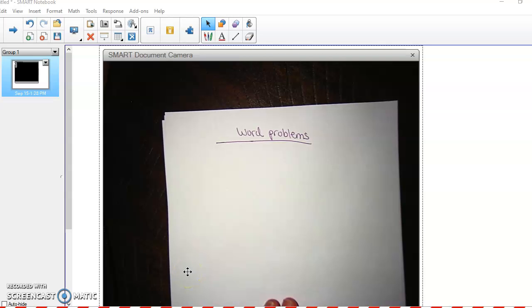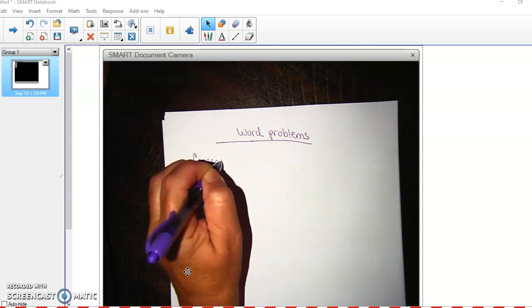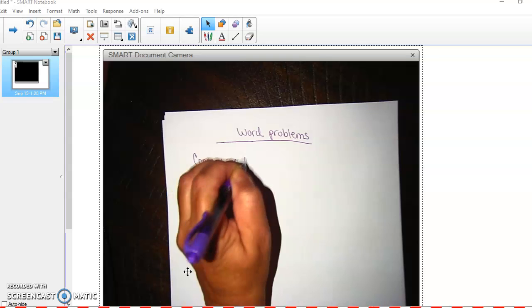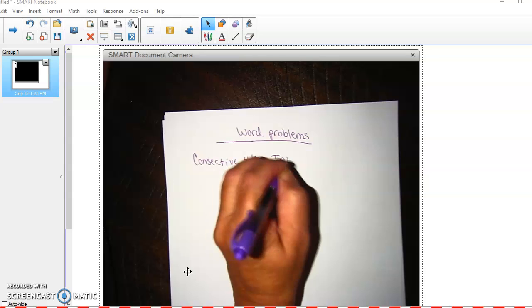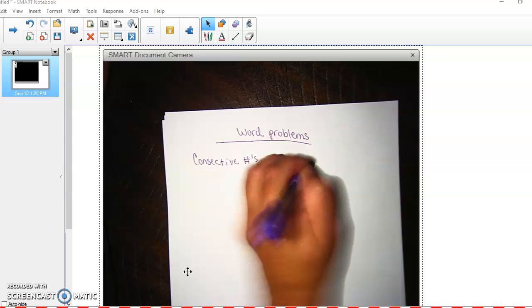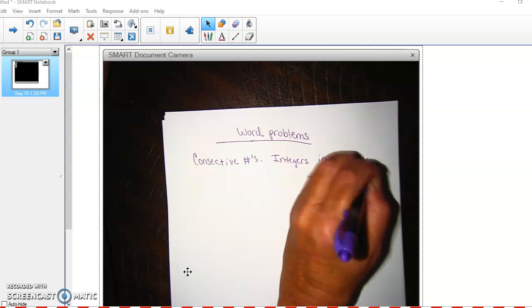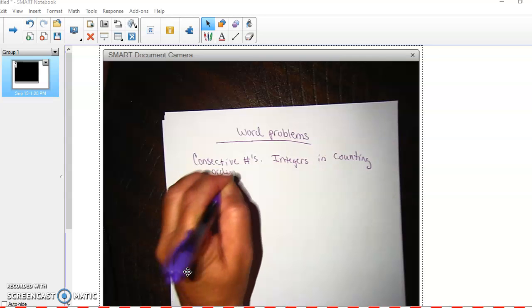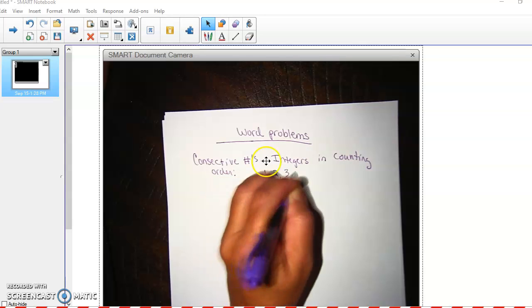Okay, so now we're going to talk about solving some word problems, but the first thing we're going to talk about is consecutive numbers. Those are integers in counting order. For example, 1, 2, 3, 4, 5, and so on.